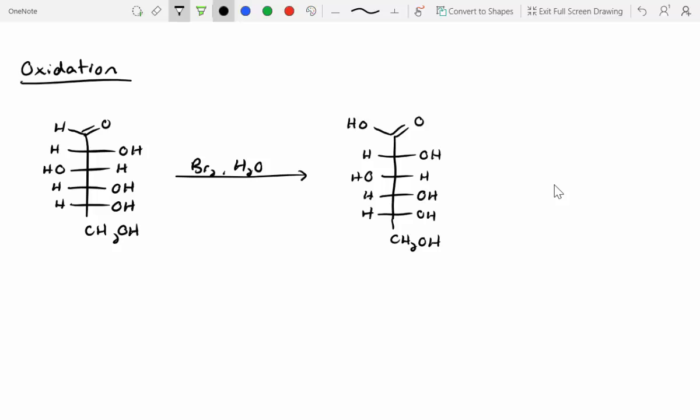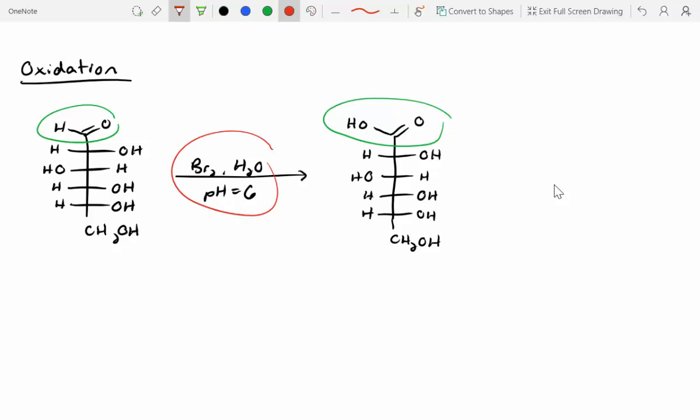Bromine and water, and you have to do this in a buffered solution with a pH of approximately 6. So when you do this, you can convert this aldehyde functional group to a carboxylic acid. It's just a really gentle oxidizing condition. So the cool thing with this is it will selectively reduce the aldehyde. Or sorry, oxidize.